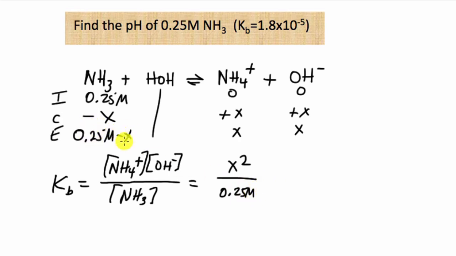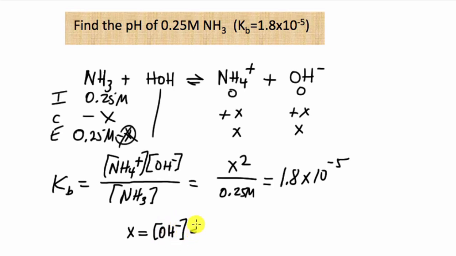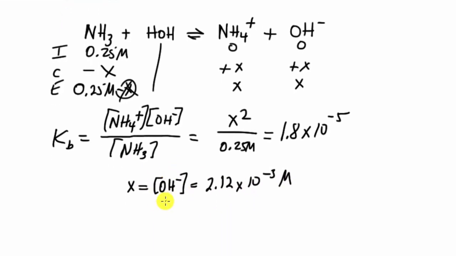I'm going to get rid of that x in the denominator because the Kb is so small. It's such a small Kb I can drop it out. So 1.8 times 10 to the minus fifth. I can solve for my x, which is equal to the concentration of hydroxide, which is also equal to the ammonium, which I'm not really concerned about. And when I do that calculation, I end up with 2.12 times 10 to the minus third molar. Alright, so that is the concentration of the hydroxide ion.